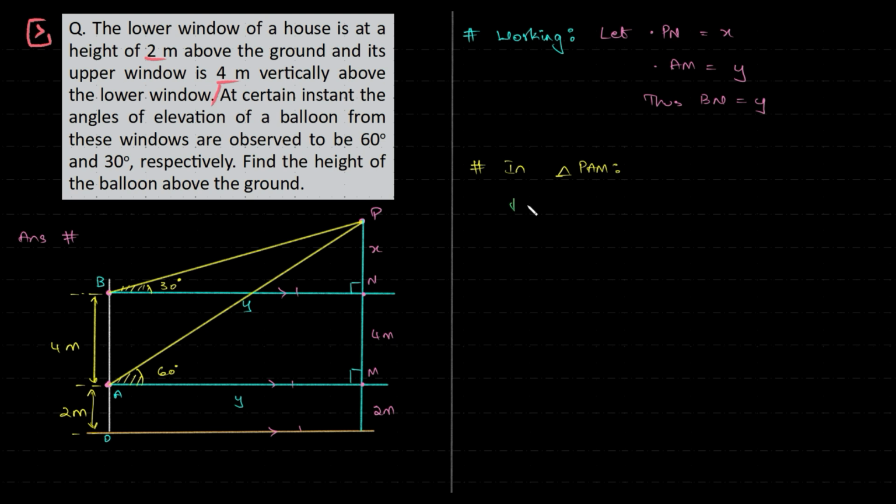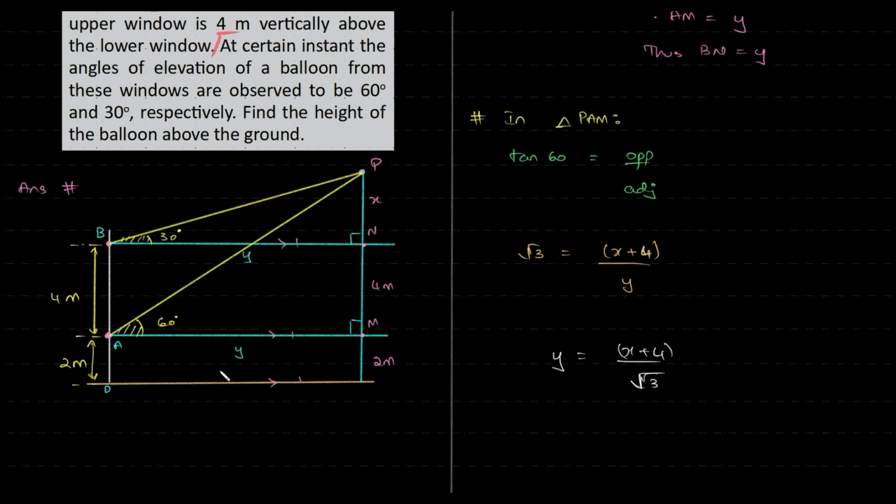We are looking at tan of 60 degrees, which is opposite by adjacent. Tan 60 degrees is root 3. Opposite is x plus 4 and adjacent is y. We can rearrange so that we get an expression for y. I'll explain why we need an expression for y. From the other equation, we'll get a relationship between x and y, and if I substitute for y, we can solve for x.